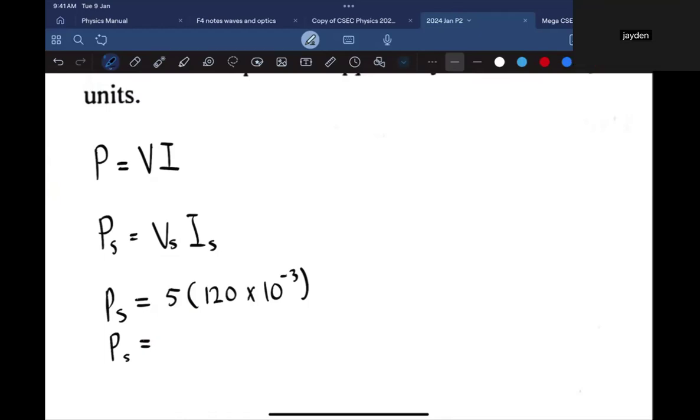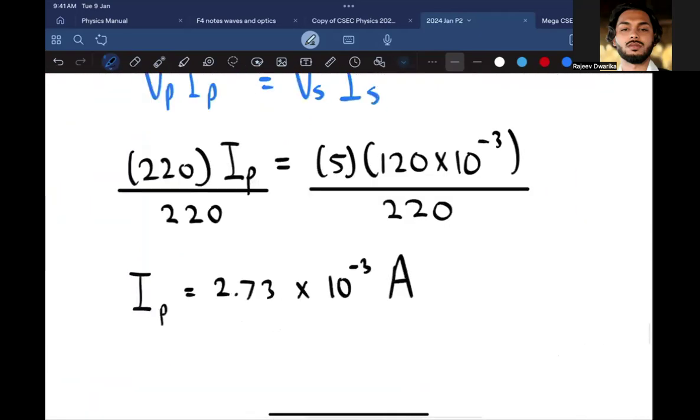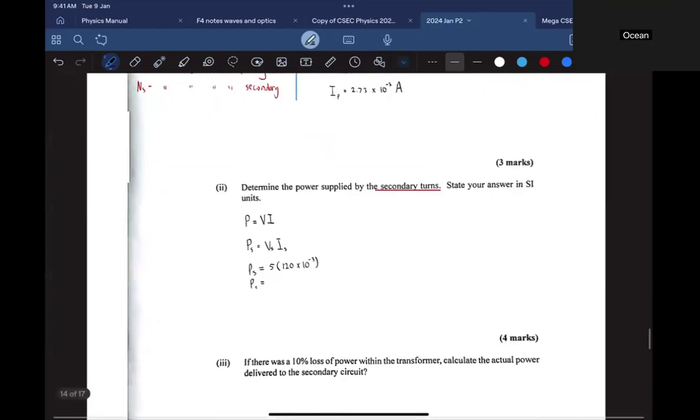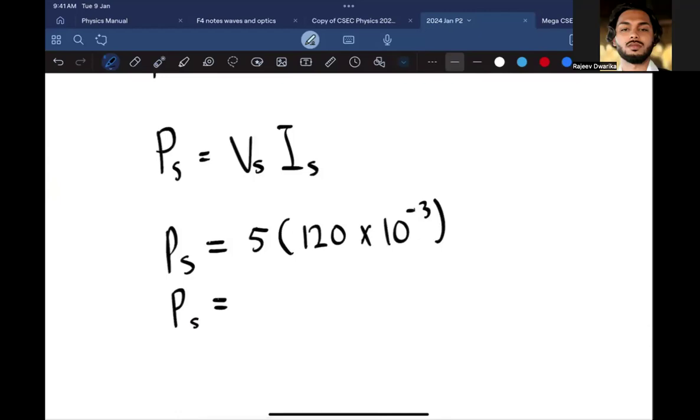So I is 0.6. Let me just verify that. That's all incorrect, by the way. Ocean, did you get the answer? 2.73 by 10 to the power minus 3. I didn't hear if you said anything. Yes, sir, I got it. Okay, right? Yeah, the 0.6 is correct here.